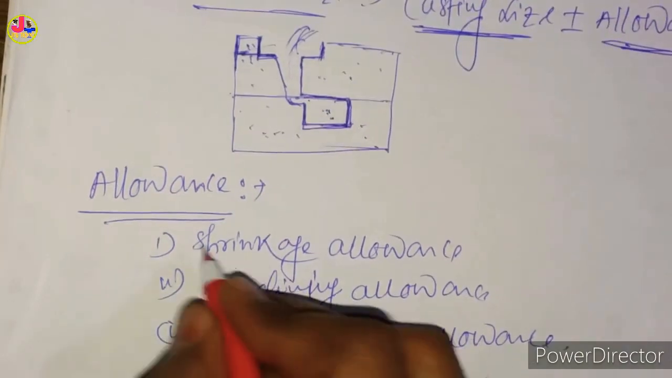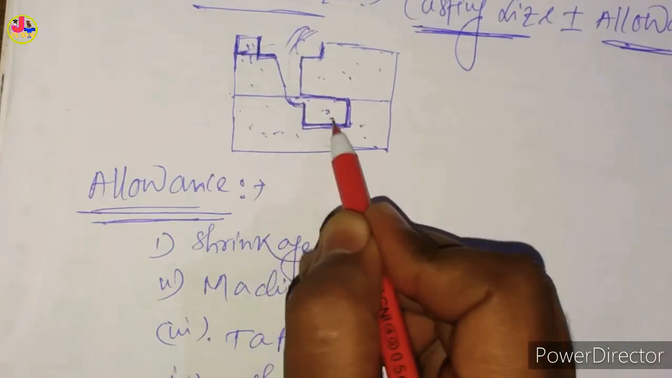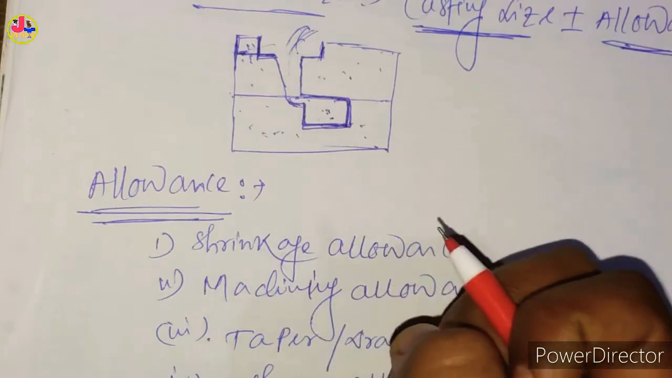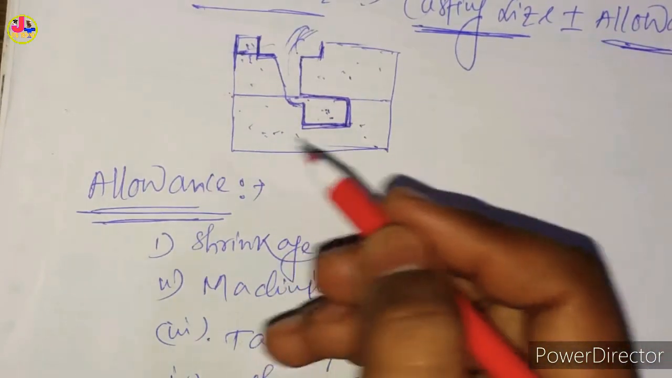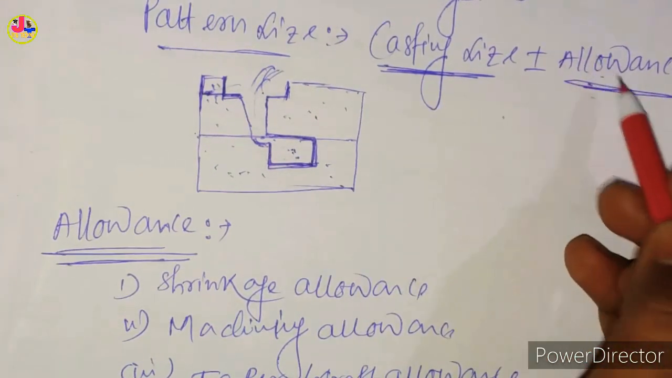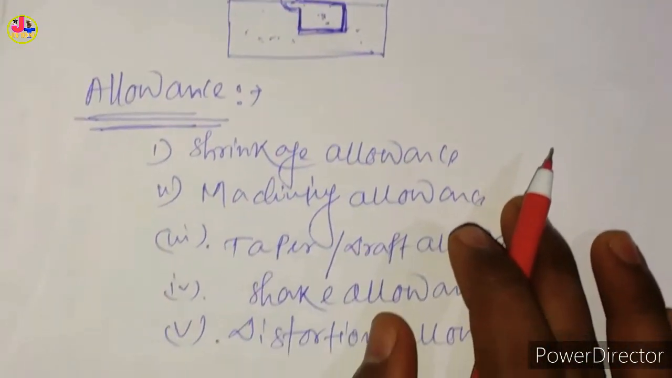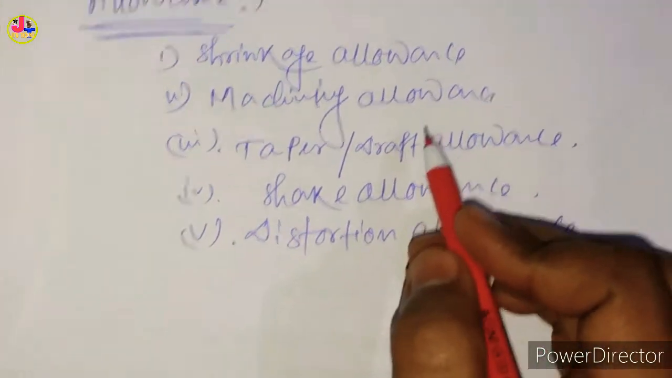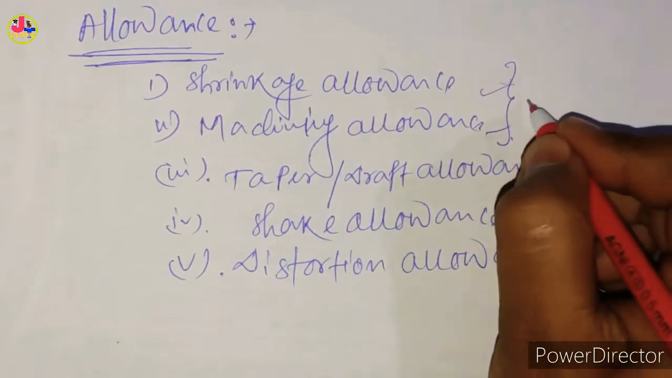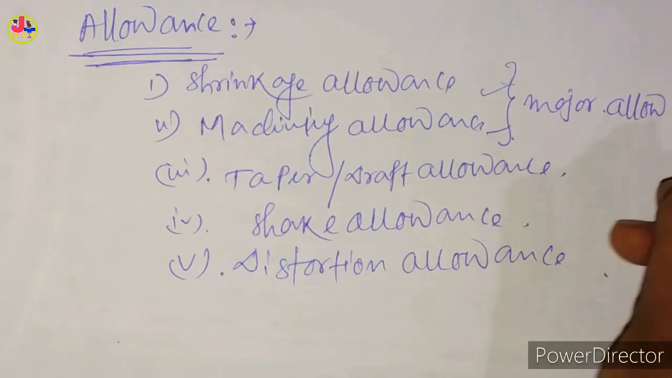So these are the allowances we provide on the pattern, because after solidification this casting may shrink or whatever you can say. That's why we have to provide some allowance. More size or maybe less size than the casting size, that's called allowance. Listen, these two, shrinkage and machining allowance, are the major allowances. Keep in mind, major allowances.